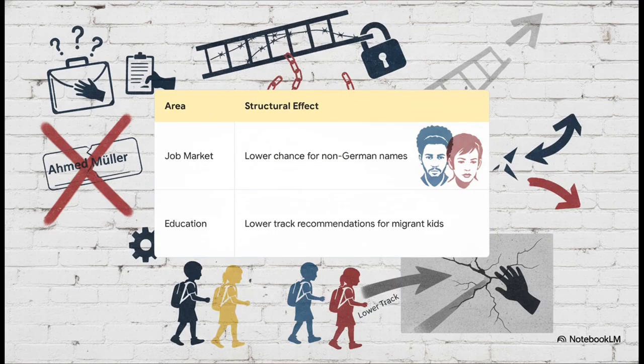Check this out. Studies have shown that a job applicant with a name that doesn't sound German has a statistically lower chance of even getting an interview, even with the exact same qualifications. Or in schools, kids from a migrant background are way more likely to be guided toward lower educational tracks, even when their performance is just as good. That's not bad luck. That's the system at work.